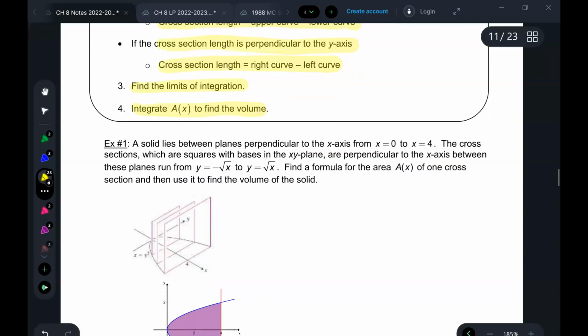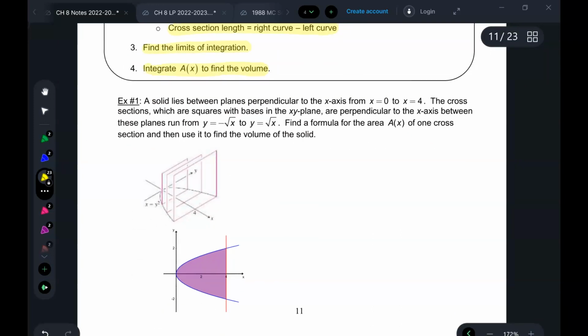So here, what do we see? We see two curves. It's negative root x and positive root x, or here it's labeled as x equals y squared. So this solid lies between the planes perpendicular to the x-axis. That's important. If it was perpendicular to the y-axis, we would have to change things a little bit. This would be from 0 to 4. Those are going to be our limits of integration.